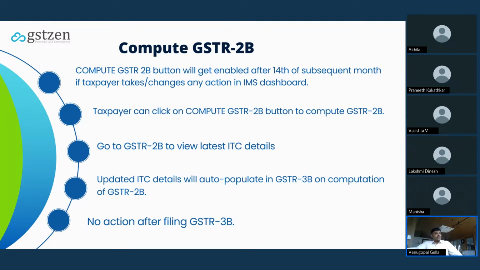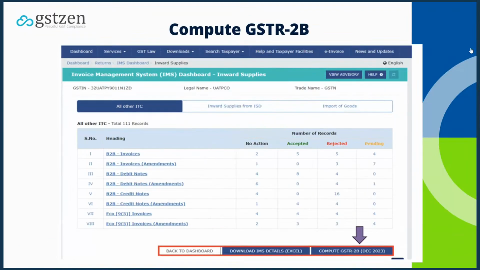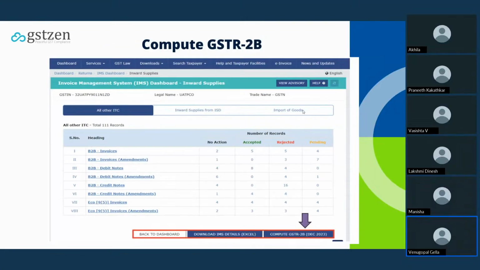So the matching of the books and 2B has to be done after you recompute and get a new 2B. Where do I find the recompute button? You will find it right below here. You can see on the right side of the screen, right below, Compute GSTR 2B. When you click on that, the 2B will be recomputed and it will be visible to you.